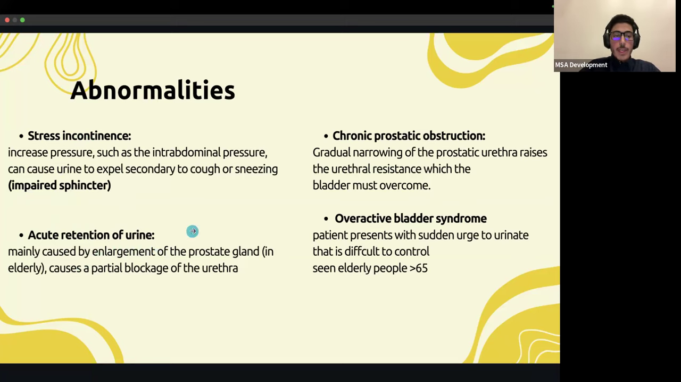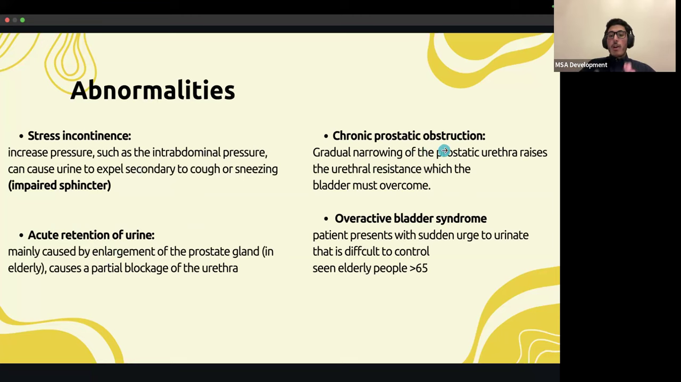Whereas acute retention of urine usually occurs in the elderly, and it is caused by enlargement of the prostate gland. So we can say that this mainly occurs in males as it affects the prostate gland. As the prostate gland enlarges, it narrows the prostatic urethra, and this can result in the patient having difficulty in urination because the opening that the urine should go through is narrow. So there's a decrease in the tone. Sometimes they need to facilitate that by increasing the pressure in their abdomen and pushing themselves to urinate more.